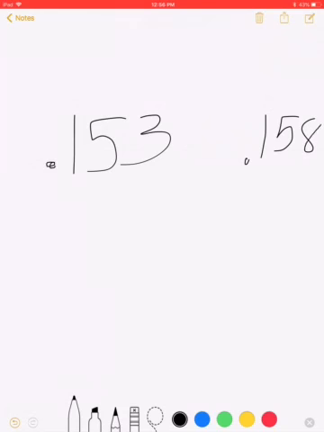Now, sometimes, let's look at this one. 153 thousandths and 158 thousandths. I'm going to start in my biggest place value again. Starting in the tenths, I see they're the same. Moving to the hundredths, they're still the same. When I move to the thousandths, that's where I get something different, and I'm choosing the bigger number. I see 8 is bigger than 3. So 158 thousandths is greater than 153 thousandths.